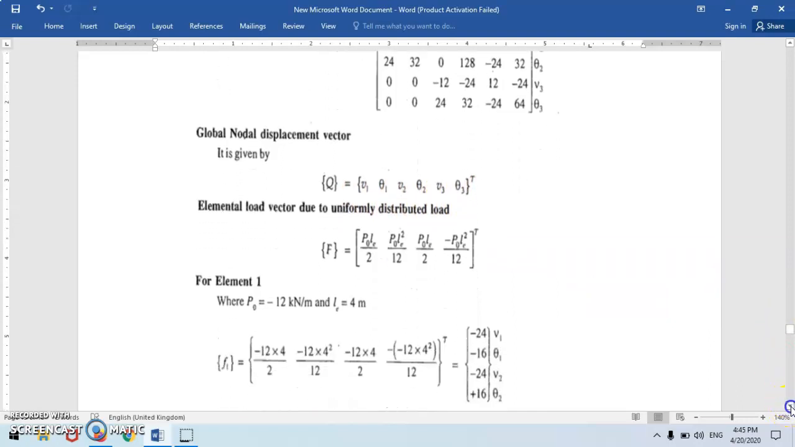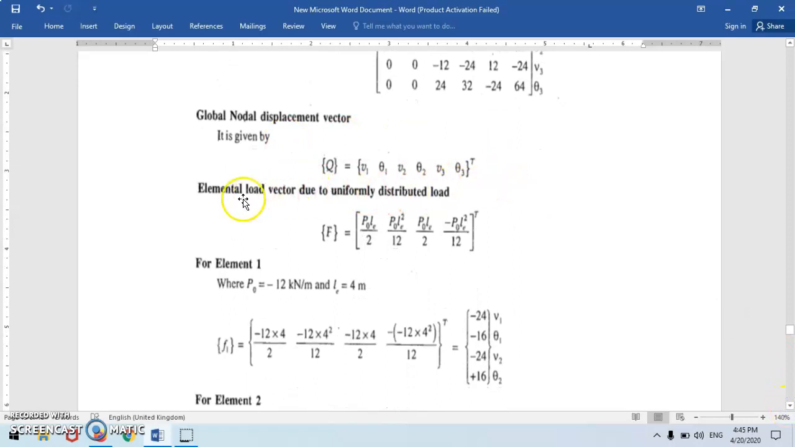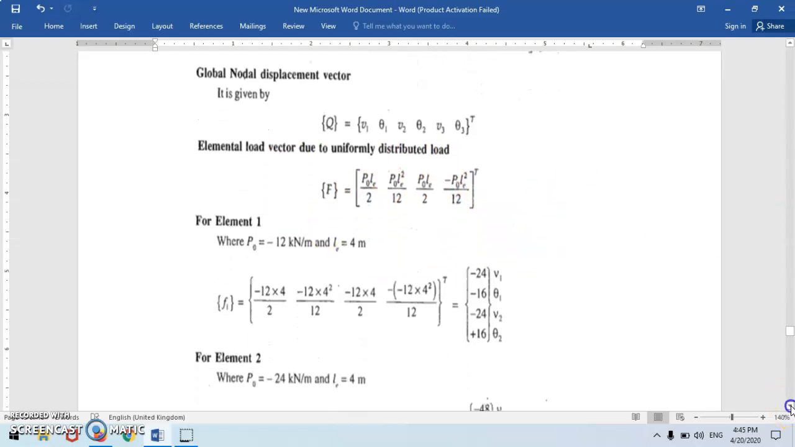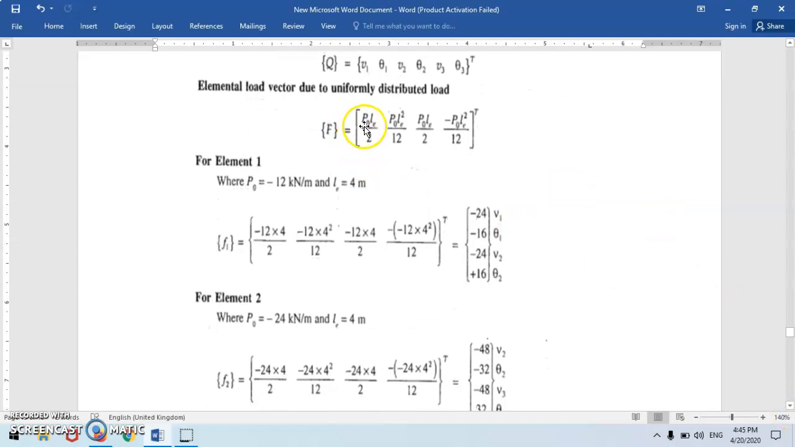Next, these are the things you need to find out. After that we go for the elemental load vector due to uniformly distributed load, because both elements, element 1 and element 2, have a uniformly distributed load. That is why we use P0, the formula which we have already derived. Substitute all the values. P naught is already known, that is minus 12 for the first element, and LE is also known, that is 4 meter. So substitute and find the elemental load vector for the first element.